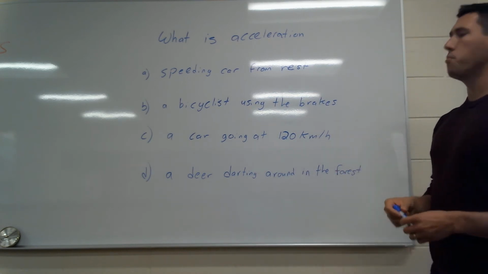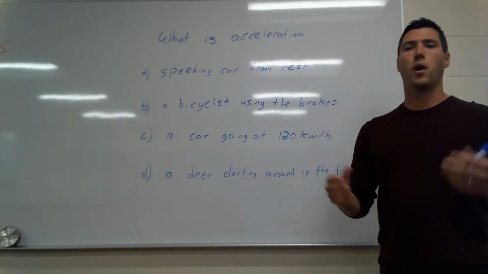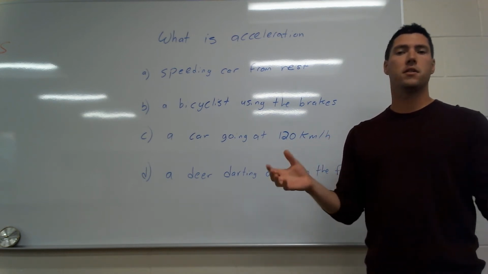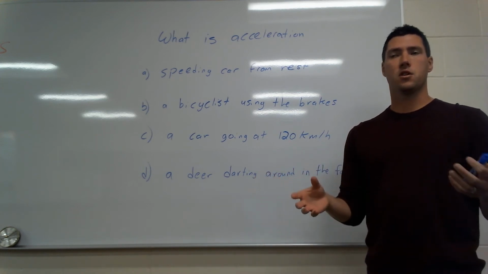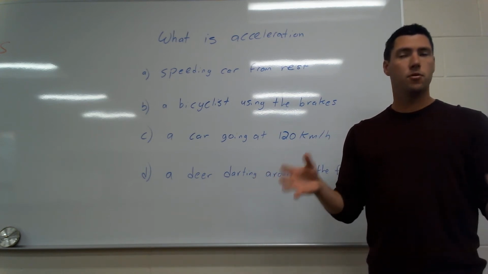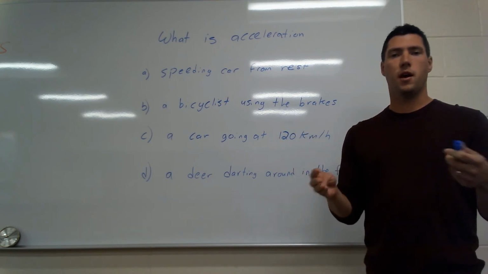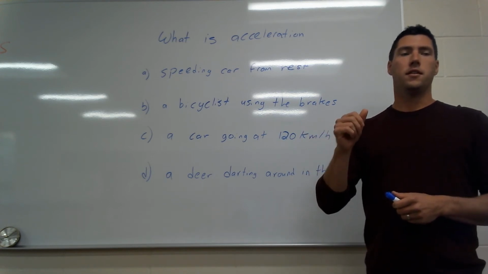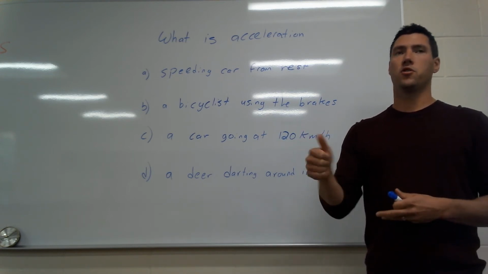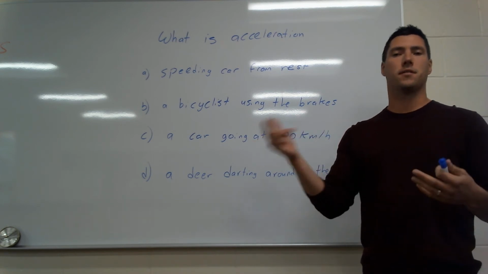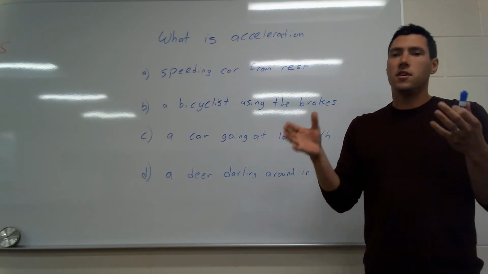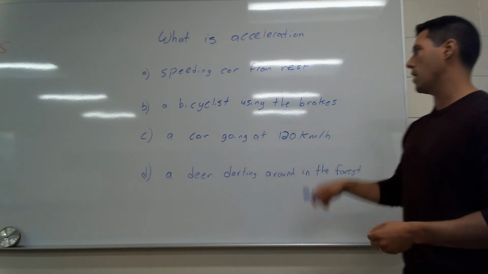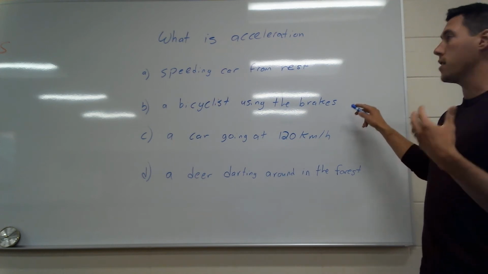A bicyclist using the brakes. You're cruising at 20 kilometers an hour down the sidewalk, all of a sudden you see a squirrel and you need to slam on your brakes and basically come to rest. Is that acceleration? Yes, it's absolutely acceleration. You are changing your motion. Usually you call it one of 2 things. You call it either deceleration, as in you're slowing down, which is still a type of acceleration, or you call it negative acceleration. But still a type of acceleration. We are still changing the motion that we have.